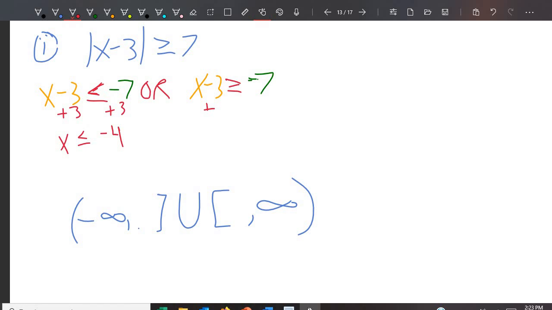Whoops, hold on a second. That should be +7. I don't know where I got that. So we're going to add 3 to both sides. So x will be greater than or equal to 10. Those are the two numbers that go in the interval notation. The smallest number goes on the left, obviously. The larger number goes on the right. So this is the final answer.